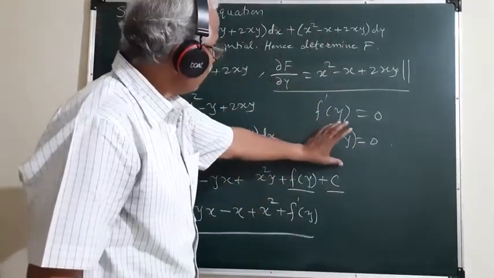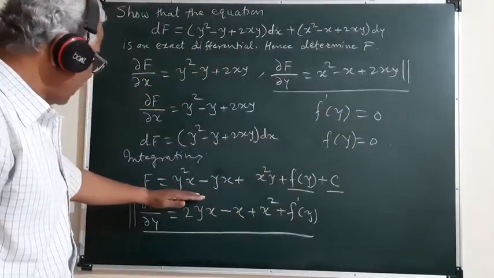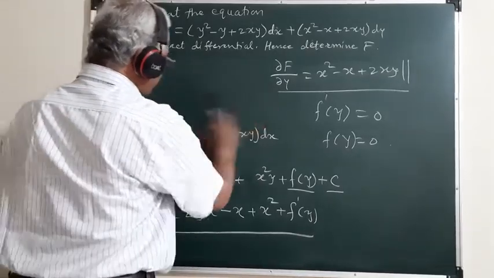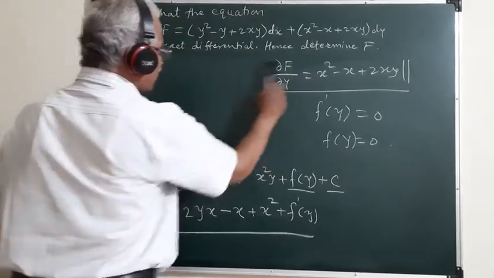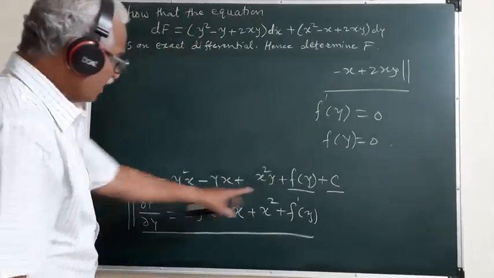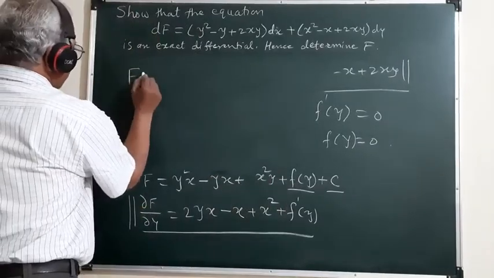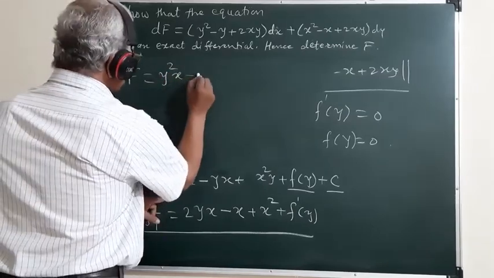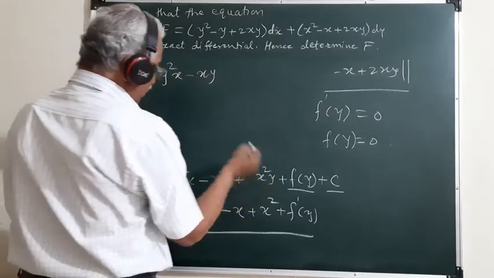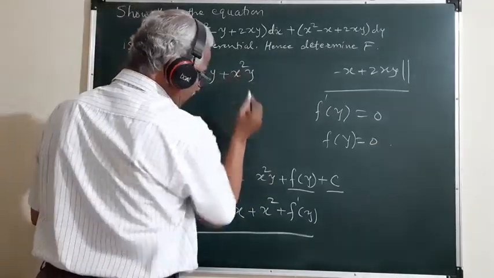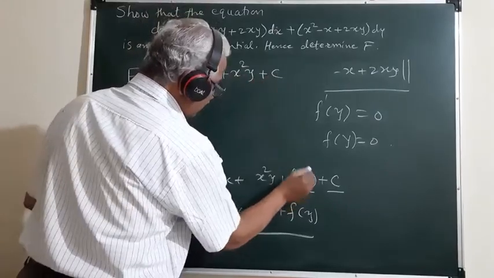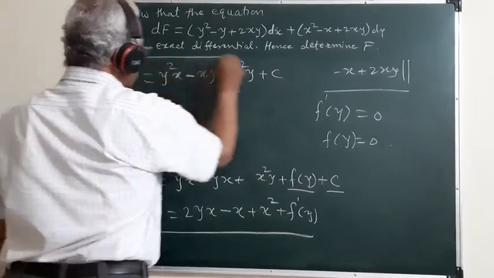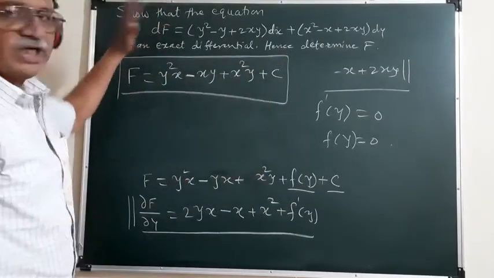So substituting this value of fy equal to 0 in this expression for f, we get the function f from the given total differential. Substituting fy equal to 0 here, we get f is equal to y square x minus xy plus x square y plus c, because this fy is 0. So this is the function f that we can obtain from the given total differential.